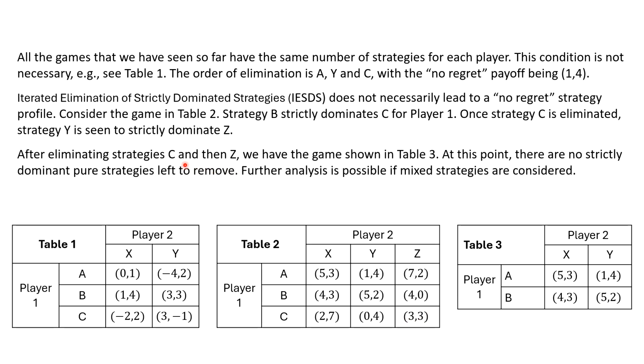And then after eliminating strategies C and Z, we have this situation here, but now we're stuck because if you look at player A, B is not dominant because 4 is less than 5, but then 5 is greater than 1, so A is not dominant either. And you have the same problem with player 2. 4 is greater than 3, but 2 is less than 3, so Y doesn't dominate X and vice versa. And so we have no no regret solution in this particular example.